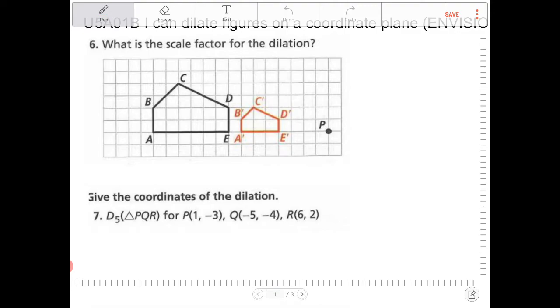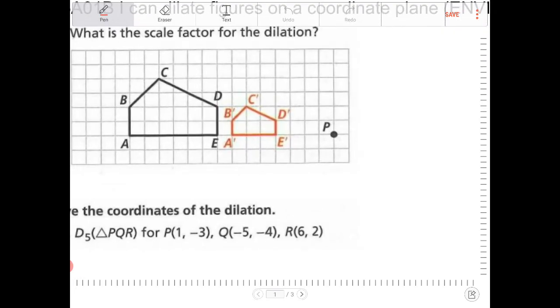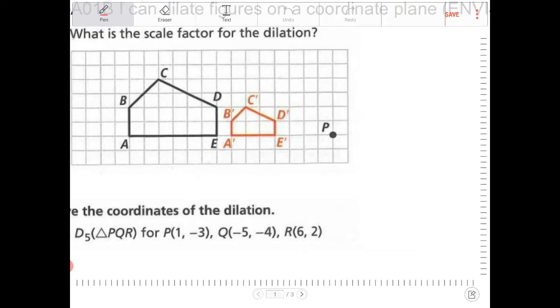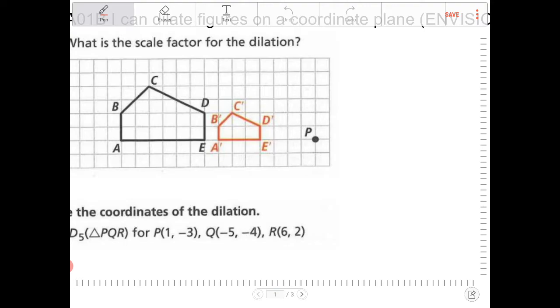Question number 6 here. What is the scale factor for the dilation? So the scale factor simply tells us how much bigger or how many times smaller the image is compared to the original. So if I compare, for instance, this pentagon, this five-sided shape, I have A, B, C, D, E, and the image A prime, B prime, C prime, D prime, E prime, I notice that all the dimensions here are halved. So therefore the scale factor is going to be a factor of 1/2.